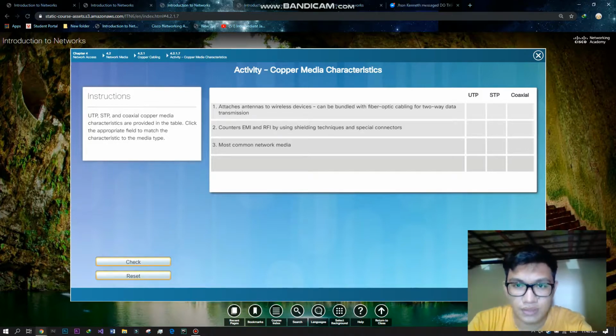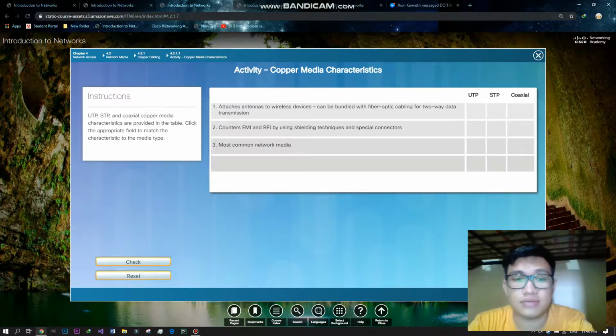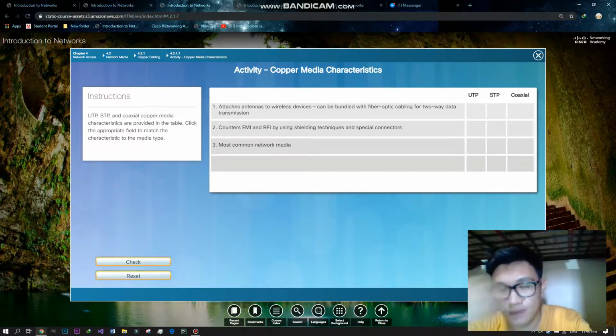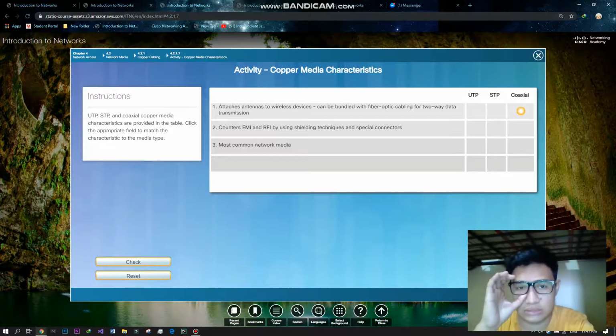So number one, attachment of antennas to wireless devices can bundle the fiber optic cabling for two-way data transmission. As I said to you, it's a two-way data transmission. Wireless devices. I don't have any explanation for this except the use of antennas. The usual use of antennas is the TV antennas in TV, right? So it's definitely coax.